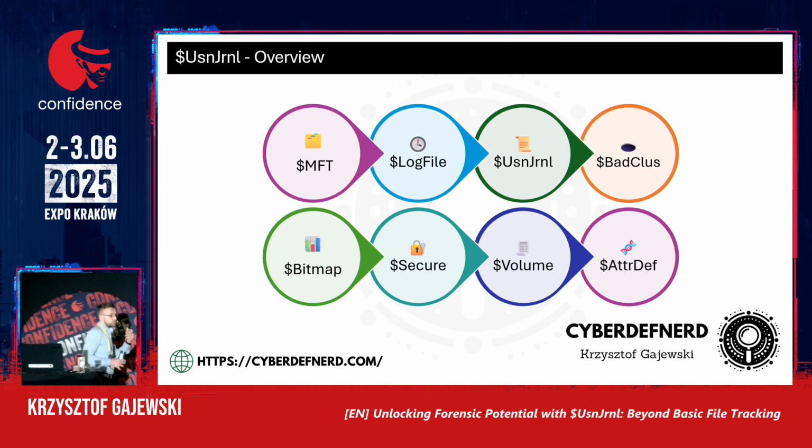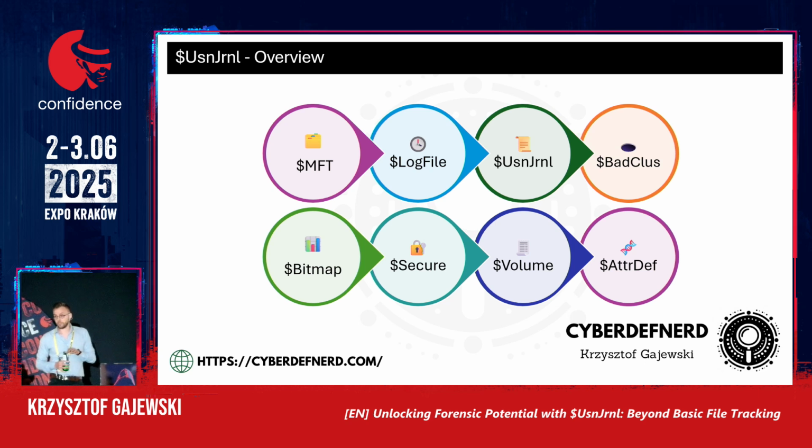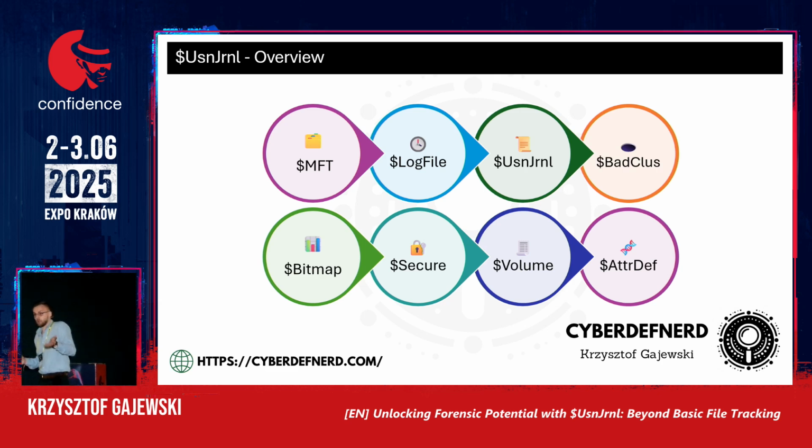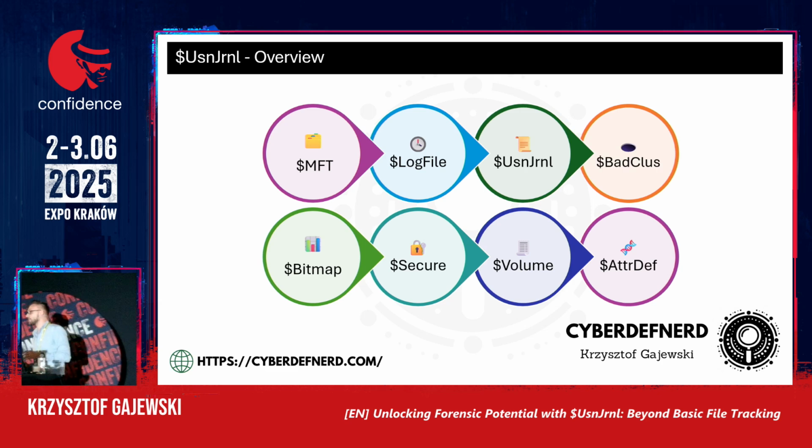UsnJrnl is not the only artifact available to us when we are talking about NTFS. This is the first thing that we have to raise here. But when I talk to people who are doing forensics, and we talk about NTFS, they always say MFT, master file table. Yeah, of course I use it. And I'm like, what about other artifacts? Are there any other artifacts?